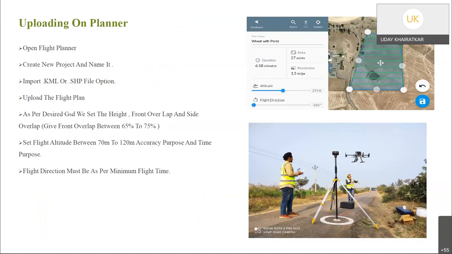Then we upload to the planner: open the flight planner, create a new project and name it, import the KML or .shsb file option, and upload the flight plan. As per the desired plan, we set the height, front overlap and side overlap.